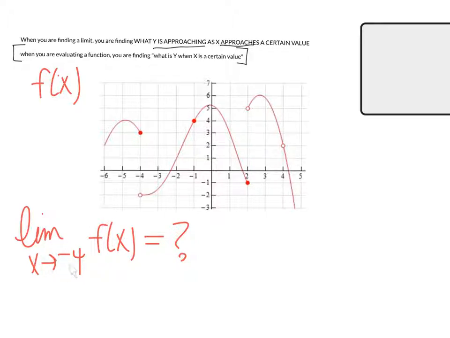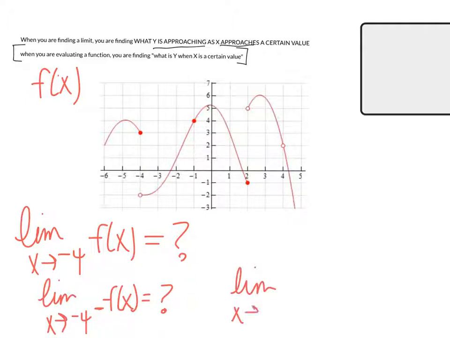In order to answer this question, I have to look at f of x coming at -4 from the left and from the right. So let's check the left and the right. First let's do the left. What is the limit as x approaches -4 from the left of f of x? Let's analyze that first, and then we'll analyze the limit as x approaches -4 from the right of f of x and see if they agree, because if they agree, then the limit exists.